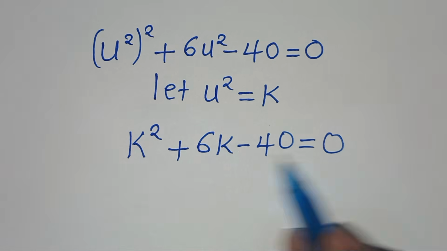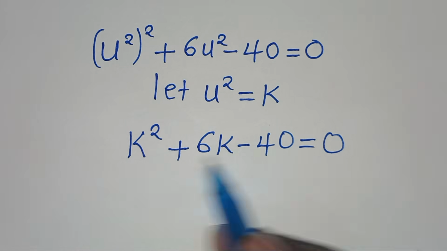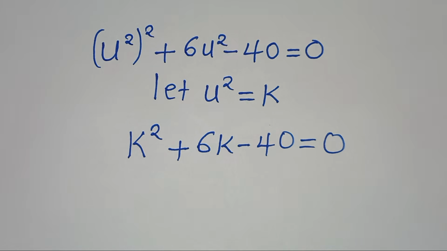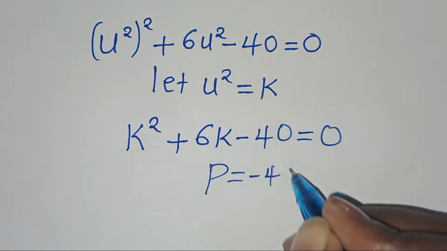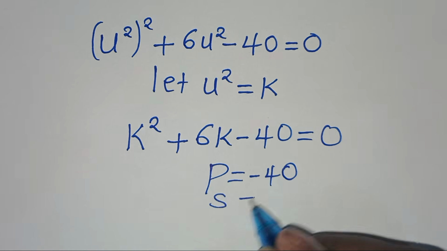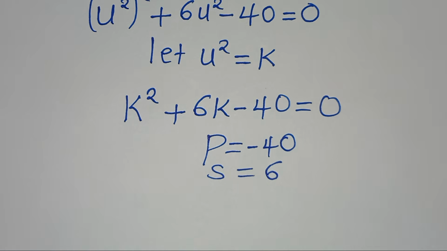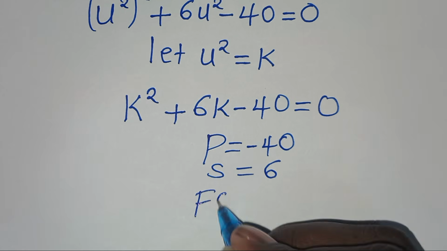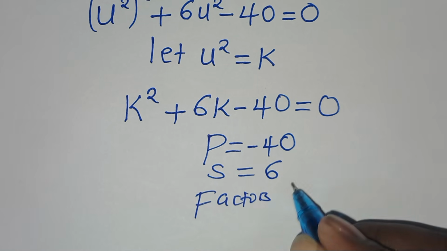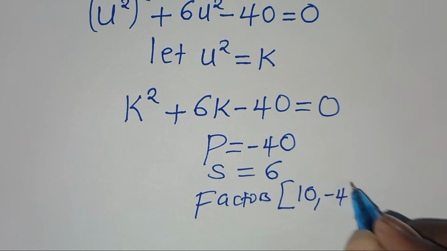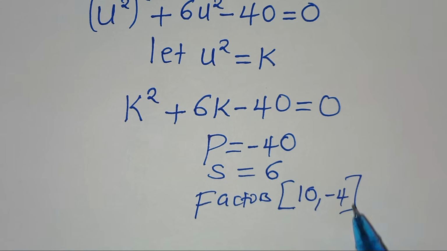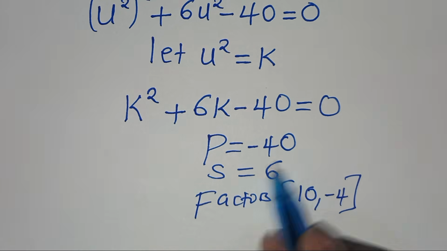Now, this is a quadratic equation. We can solve this quadratic equation by the factorization method. We have here the product equal to negative 40 and the sum equal to 6. So we can identify two factors here. These two factors are 10 and negative 4. If we say 10 times negative 4, this is negative 40. Then 10 plus negative 4 is equal to 6.